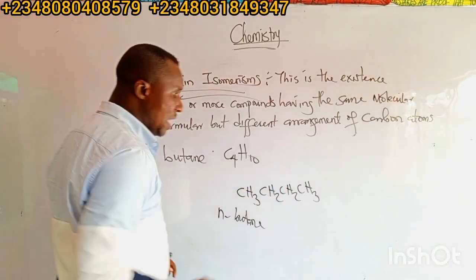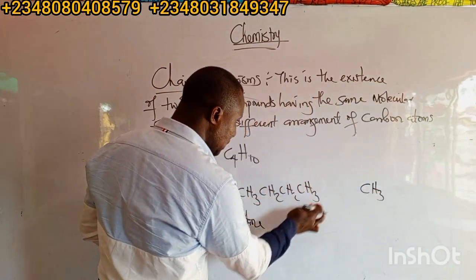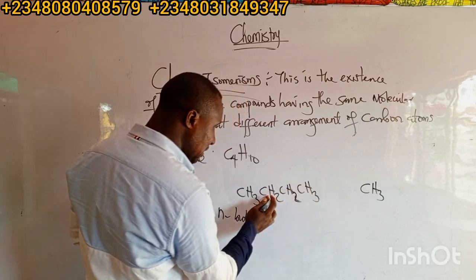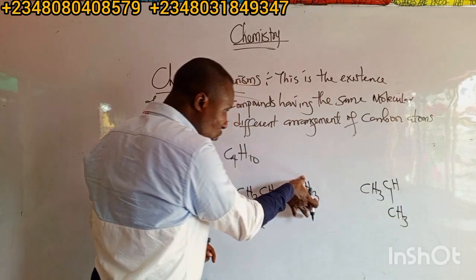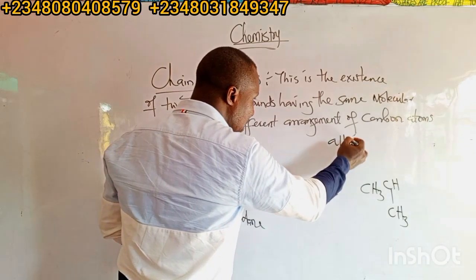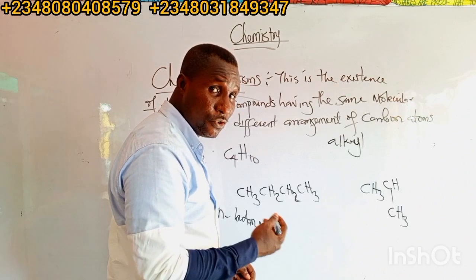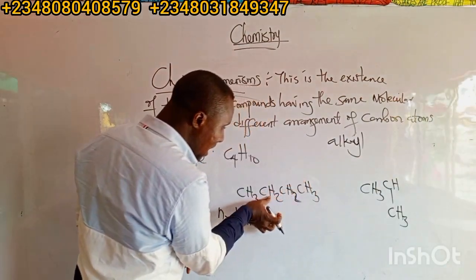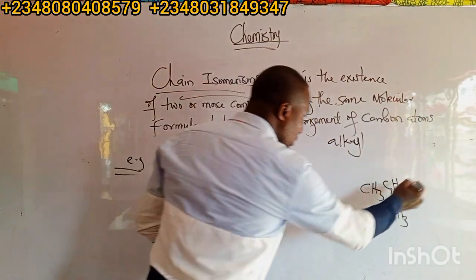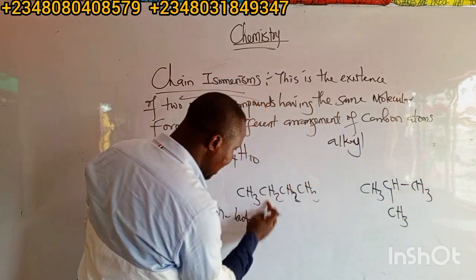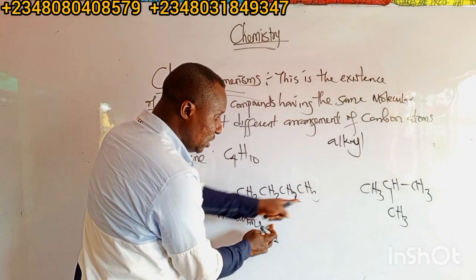Then I can get an isomer of this. That means I can have CH3. Bring this CH3 down to this place. That means I will have CH3. Since I'm bringing this one down as an alkyl group, that means I've taught you alkyl group. Go to the second video, you will see the meaning of alkyl group. Take note of that. Then you will remove one hydrogen atom and give it to this one, CH3.